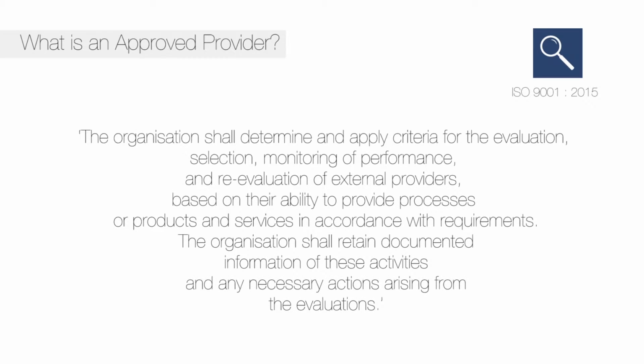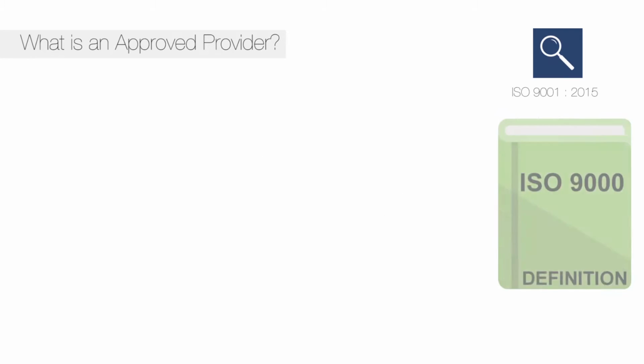ISO 9001-2015 states that the organisation shall determine and apply criteria for the evaluation, selection, monitoring of performance and re-evaluation of external providers based on their ability to provide processes or products and services in accordance with requirements. The organisation shall retain documented information of these activities and any necessary actions arising from the evaluations.